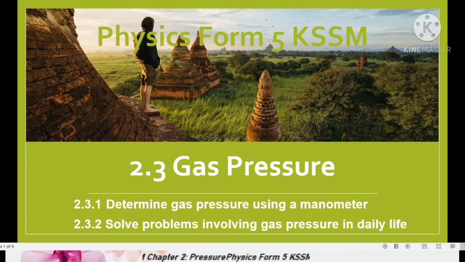We continue 2.3 gas pressure. So in this video, I will discuss two learning standards. The first one is to determine gas pressure using a manometer. The second one is to solve problems involving gas pressure in daily life.